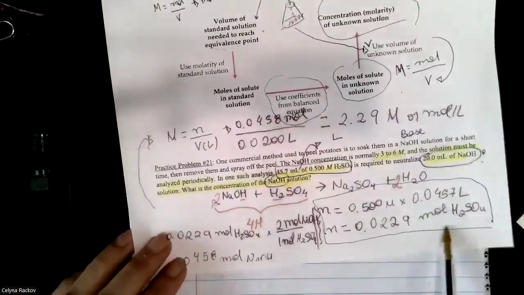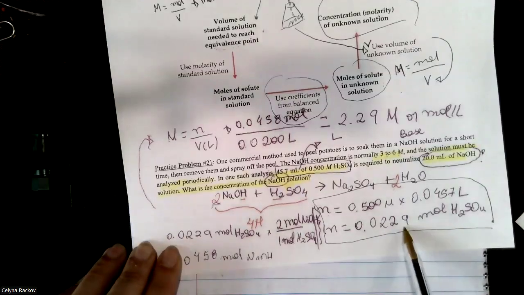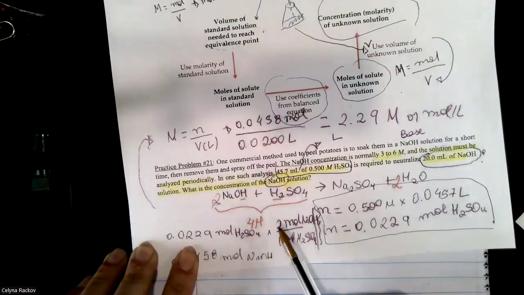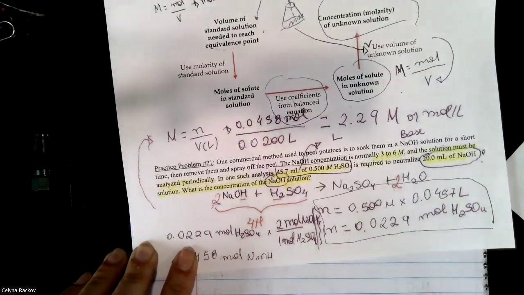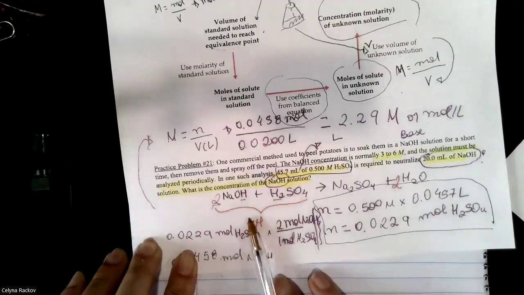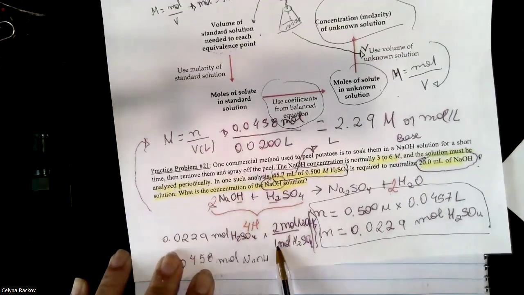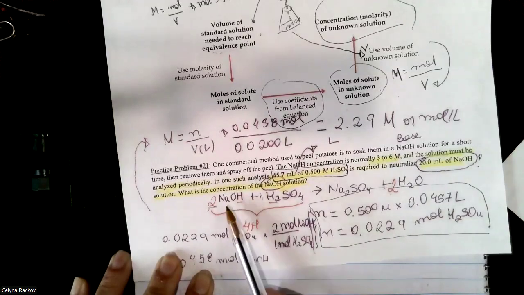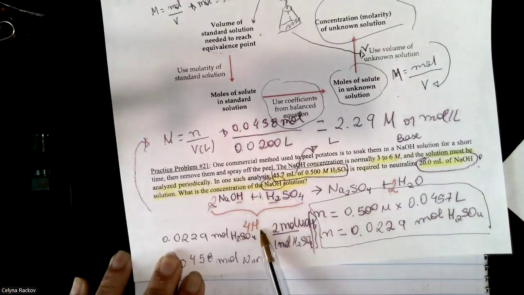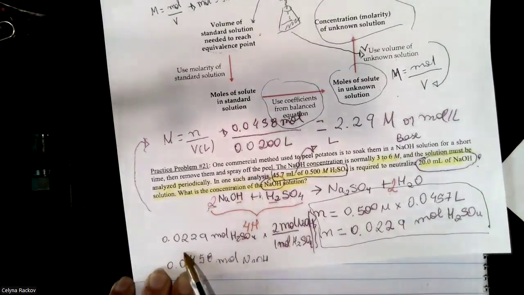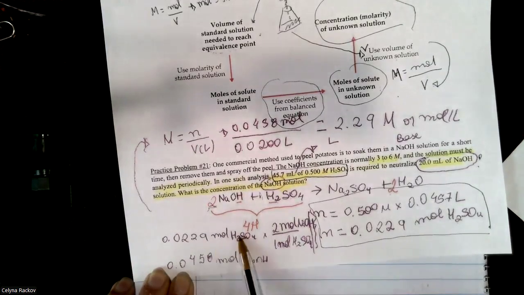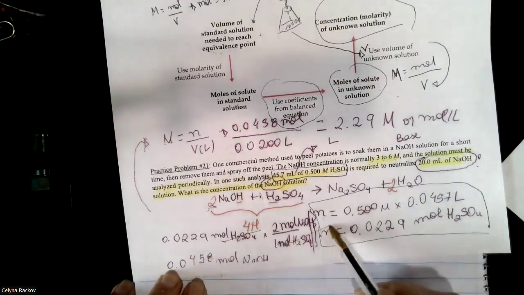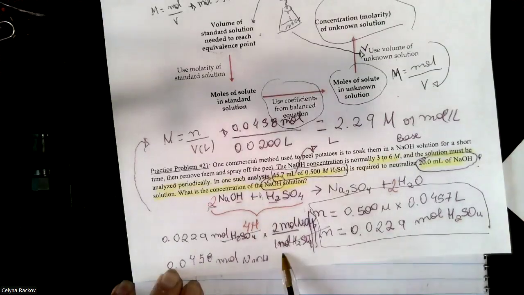Let's go to the equation here. You have 0.0229 moles of sulfuric acid. What's the mole ratio that you have here? Sulfuric acid has just one, and sodium hydroxide has 2 moles, so the ratio is 2 to 1. So we multiply the moles of sulfuric acid by the mole ratio to find the moles of sodium hydroxide. You cancel out the sulfuric acid units, and you have the moles of sodium hydroxide.